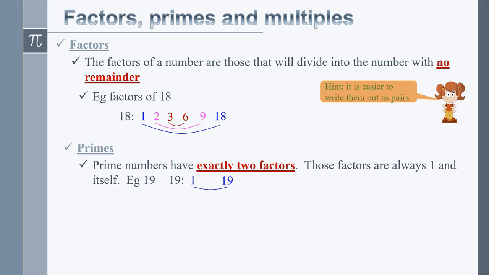2 won't go, 3 won't go, 4, 5, 6. None of these numbers will divide into 19. And we find that those are the only 2 numbers that go into 19.